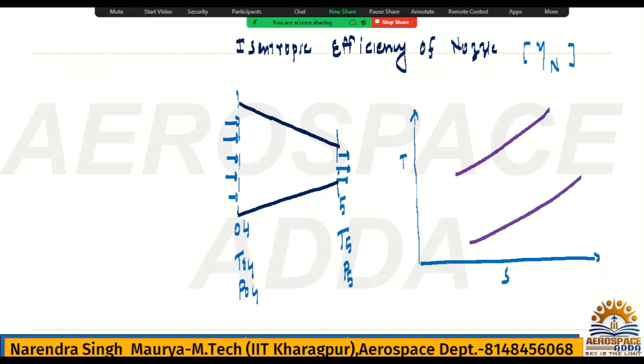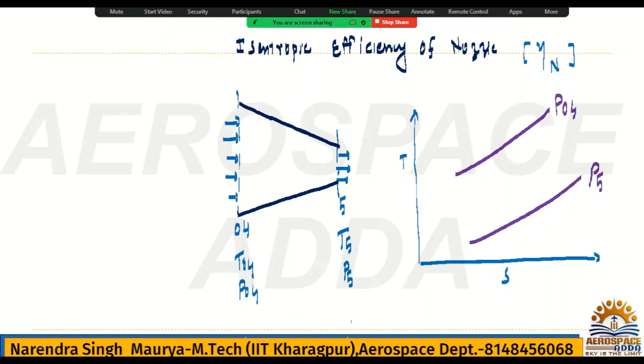Obviously this P naught 4 value will be higher than the value at point 5. Why? Because naught 4 is connected to the turbine, and you know that from the start, through the diffuser, then compressor, then combustion chamber, temperature and pressure rise, but from the turbine to the nozzle, pressure and temperature fall. That is the functioning of the components, as you have seen in previous lectures. So T naught 4 will be the higher value. This is the P naught 4 pressure line, and this is the P5 pressure line.